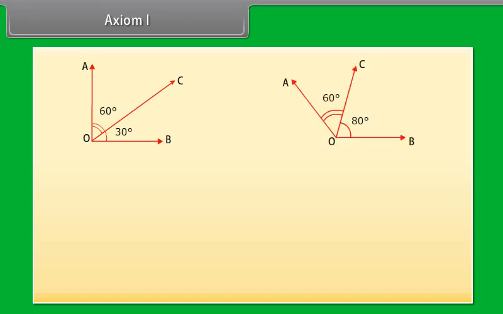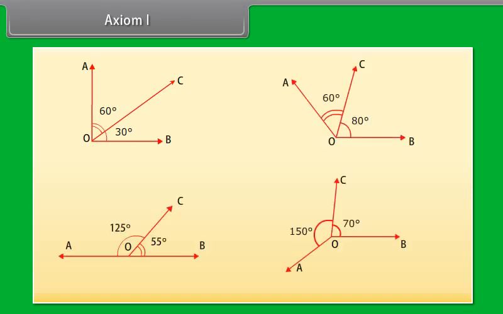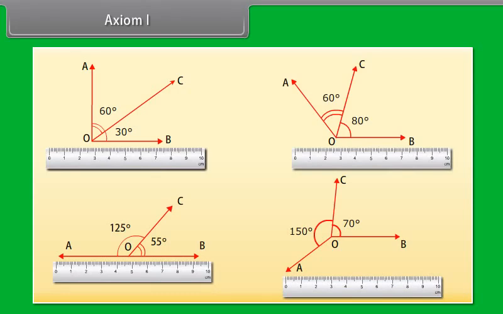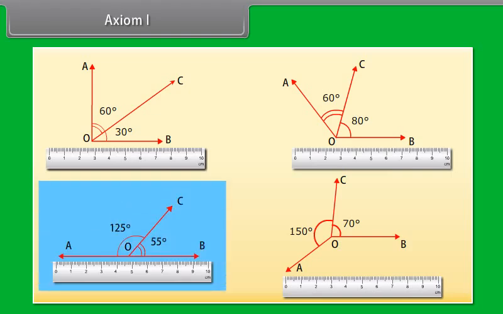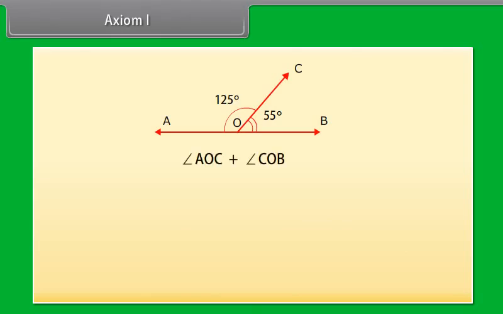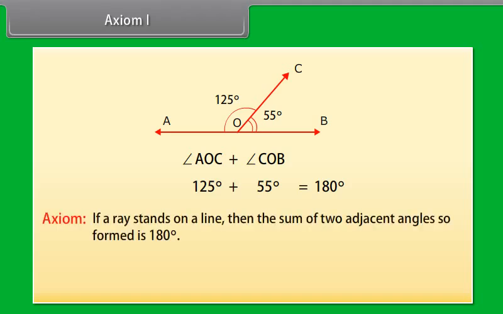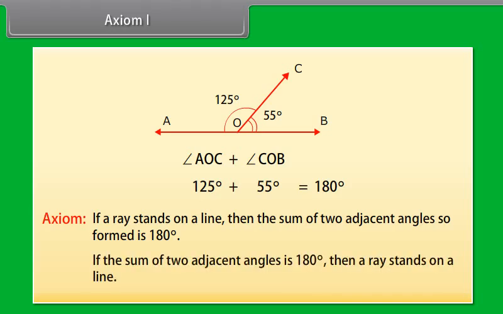Draw adjacent angles of different measures. Keep the ruler along one of the non-common arms in each case. You will find that only in this figure, both the non-common arms lie along the ruler, that is, points A, O and B lie on the same line and ray OC stands on it. Also we can see that angle AOC plus angle COB is equal to 125 degrees plus 55 degrees, which is equal to 180 degrees. From this we may conclude that this statement is true.